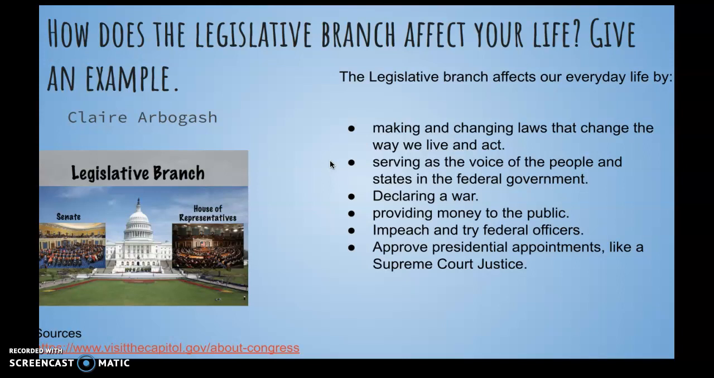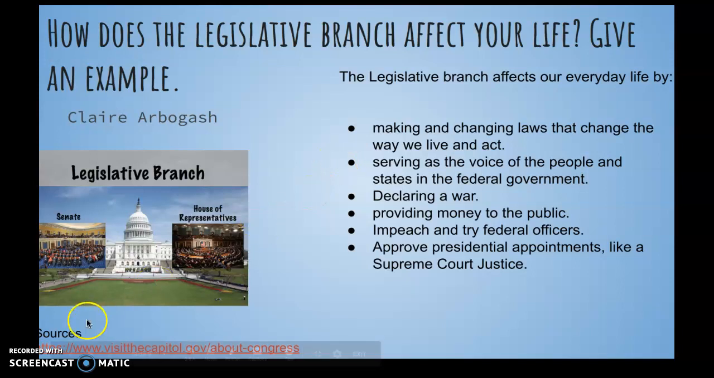They can declare war. They can provide money where it's needed. They can impeach and remove federal officers. They can approve presidential appointments like the Supreme Court. They have a lot of say over how our country is run and our day-to-day lives. So it's important to pay attention to what the legislative branch is doing.